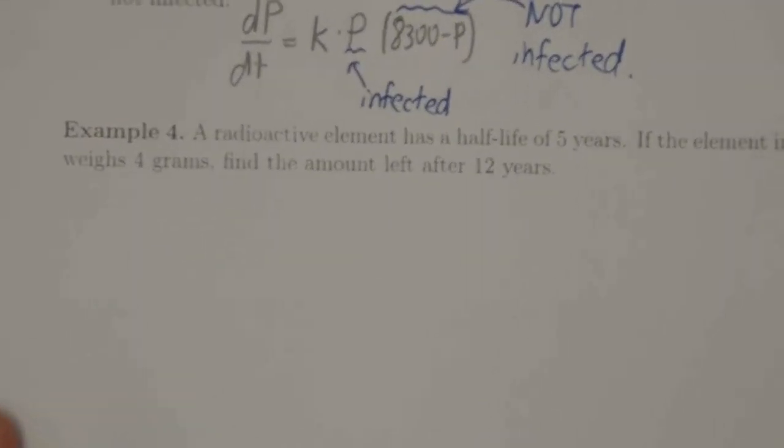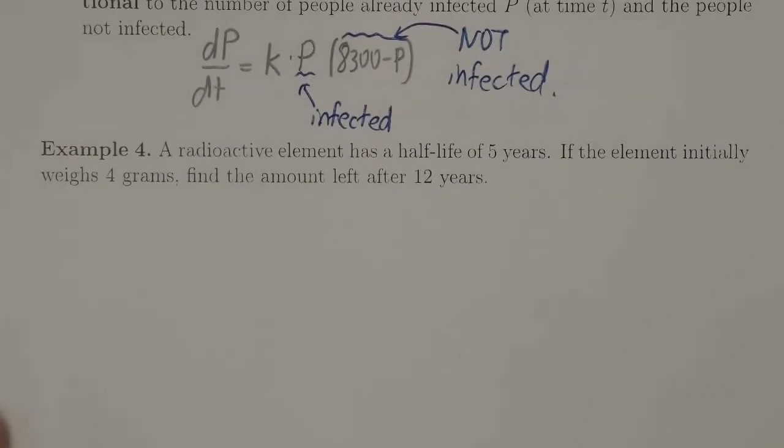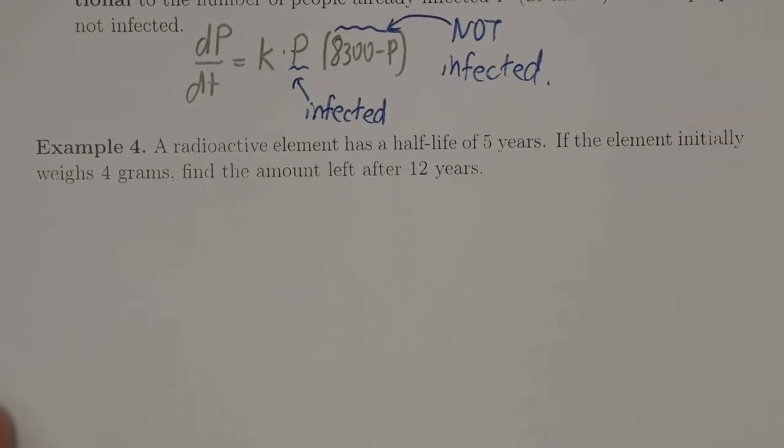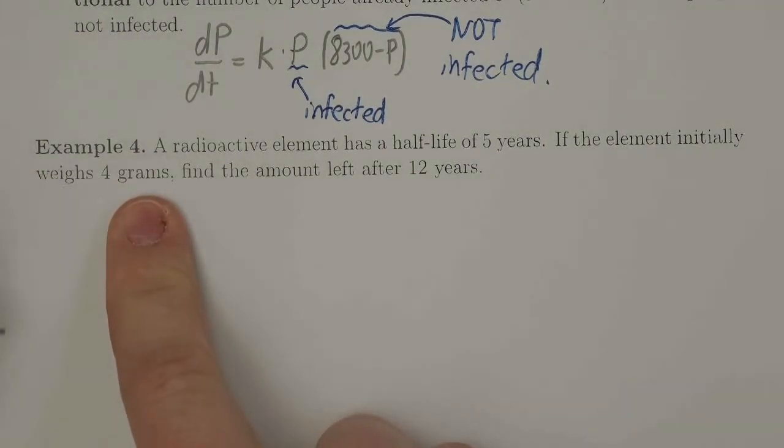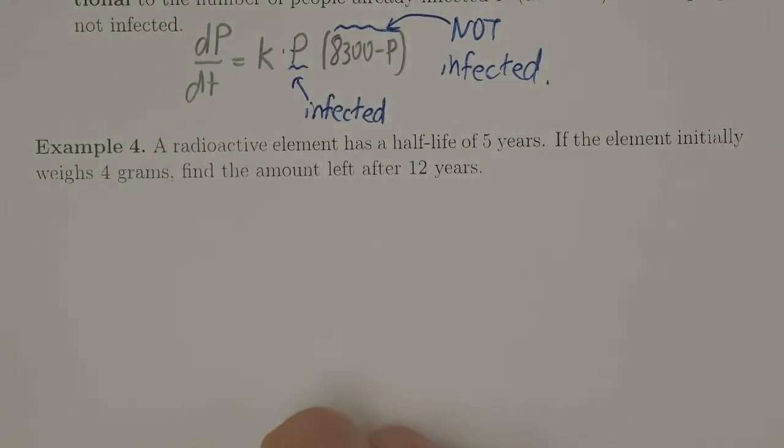Example 4 states that we have a radioactive element with a half-life of 5 years. If the element initially weighs 4, it should say grams. I think I had a typo that said pounds, but this should be grams. Find the amount left after 12 years.